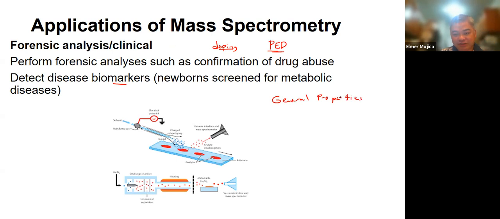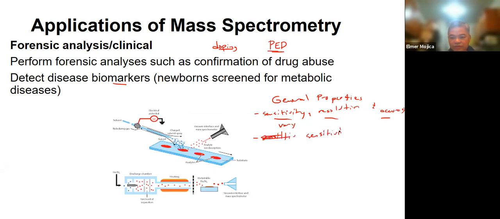Bakit ang dami niyang application? Okay? So one general property is, of course, the sensitivity. We can also include here the resolution and accuracy. Now, however, sensitivity, resolution, accuracy can what? Vary. Depende doon sa mass spec mo. Depende doon sa method na gagamitin mo. Okay? So, usually what happened, the sensitivity goes down when the mass increases. Okay? So, mas higher yung molecular mass, mas mababa yung sensitivity.